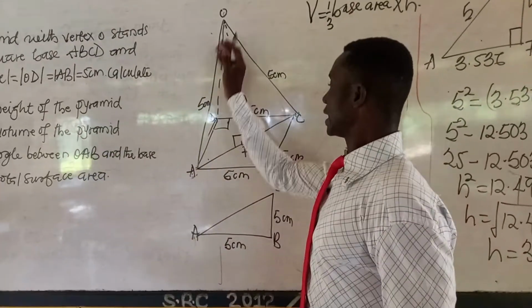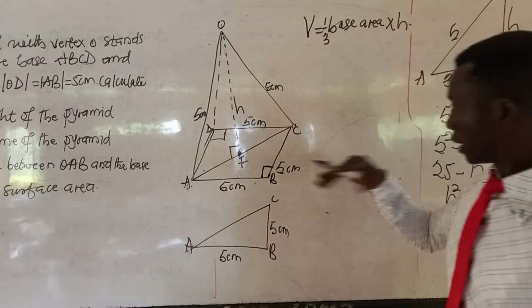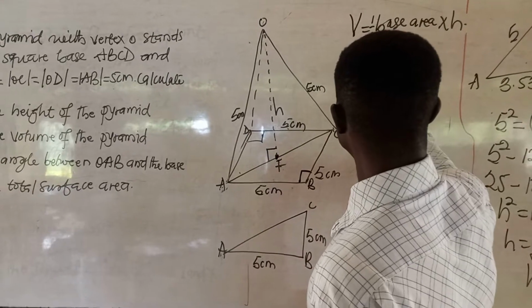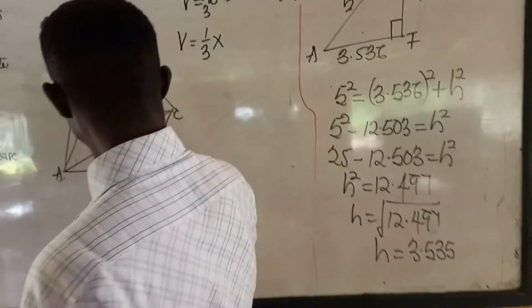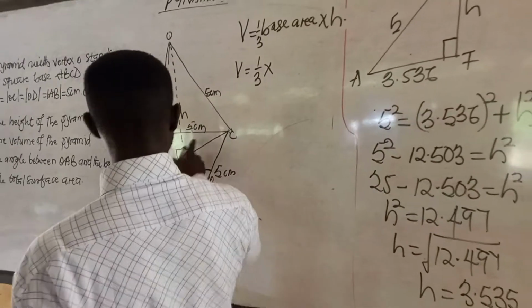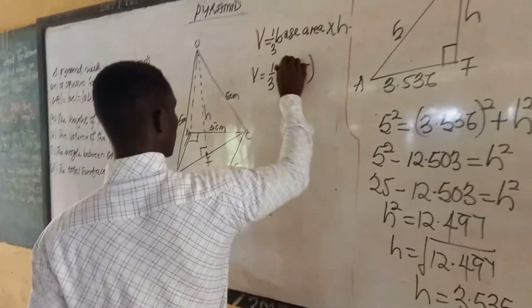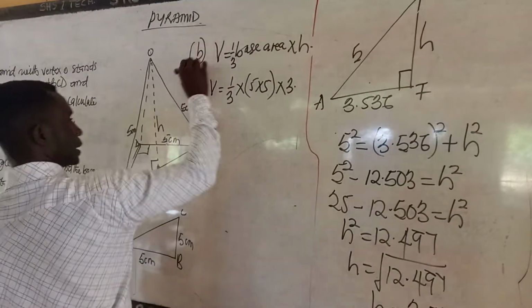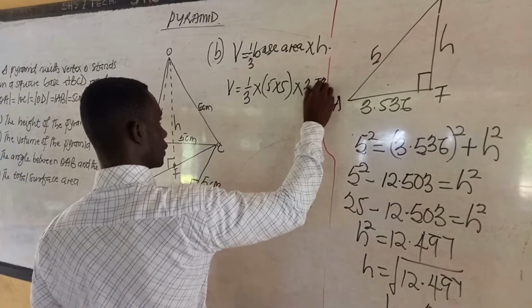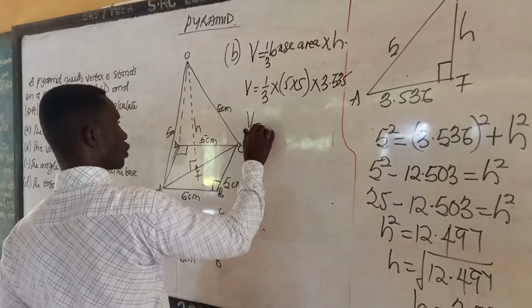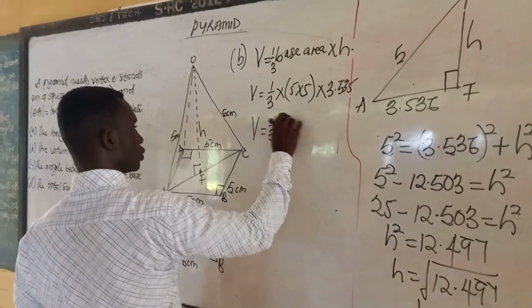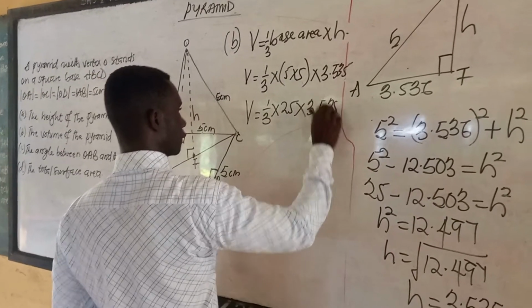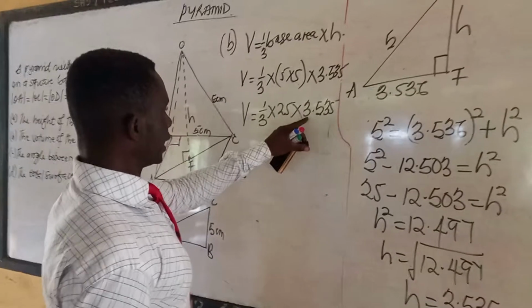The base, this pyramid stands on a square. So the base area should be the area of the square. So V is equal to 1/3 times the base area. A square is length times length, or L squared, which is 5 times 5, times the height, which is 3.535. In fact, this is question B. So the volume is equal to 1/3 times 25 times 3.535.